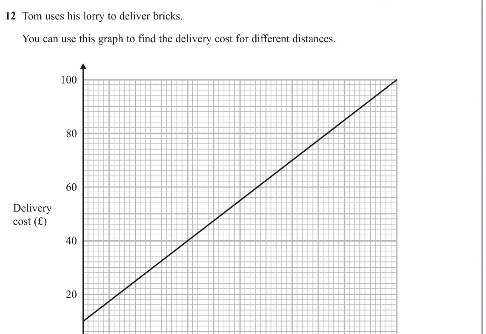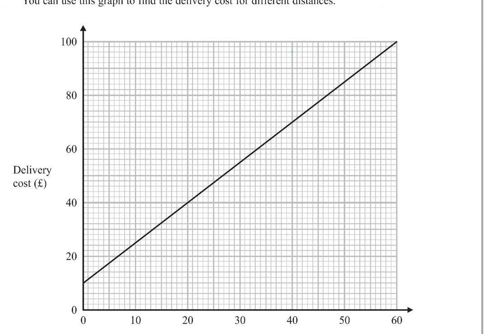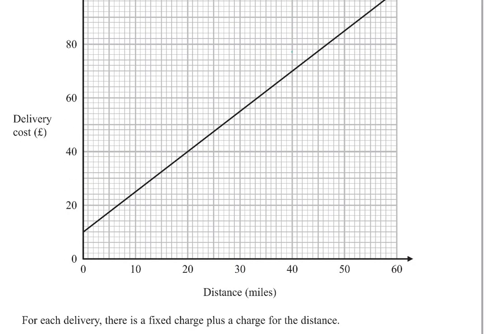Okay, Tom uses his lorry to deliver bricks. You can use this graph to find delivery cost for different distances. So this is what it looks like. It's a line with slope that's positive and y-intercept of 10. Now that's going to be useful shortly. But you can see, as you would expect, as the distance goes up, so that's as we move along this way, the price goes up. And that's exactly what you'd expect with a delivery cost.